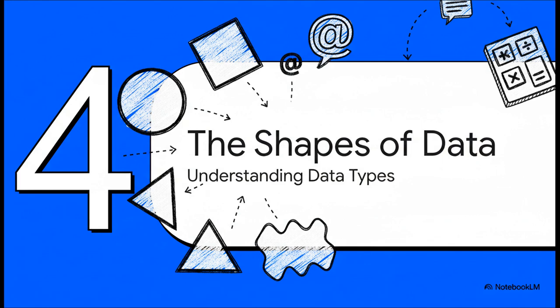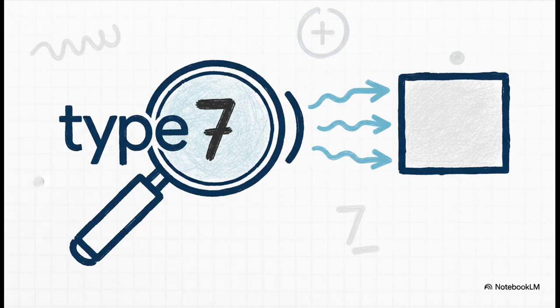Is it a number? Is it text? This whole concept is called a data type, and it's what gives our data shape and meaning. And lucky for us, Python gives us this awesome little built-in tool to play detective. It's a function called type. You can wrap pretty much any value inside of it, and Python will tell you exactly what kind of data it thinks it is. Let's check it out.